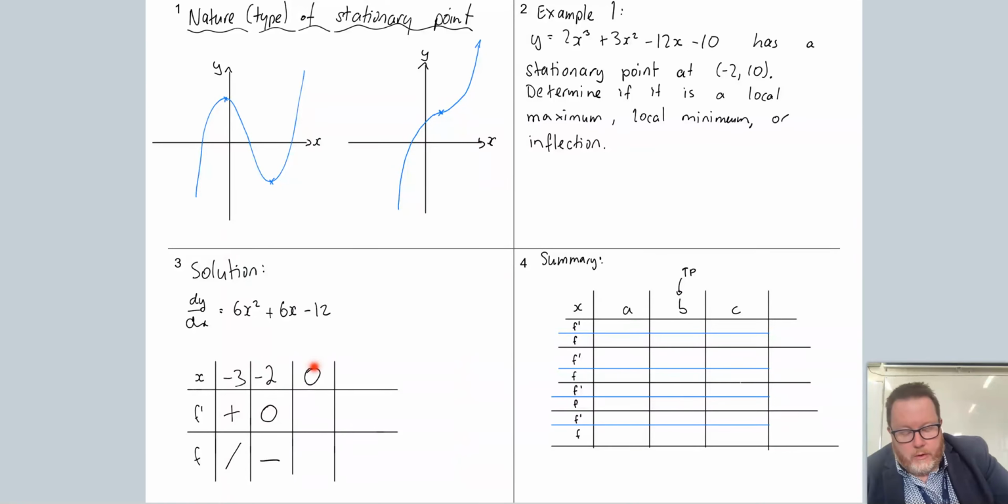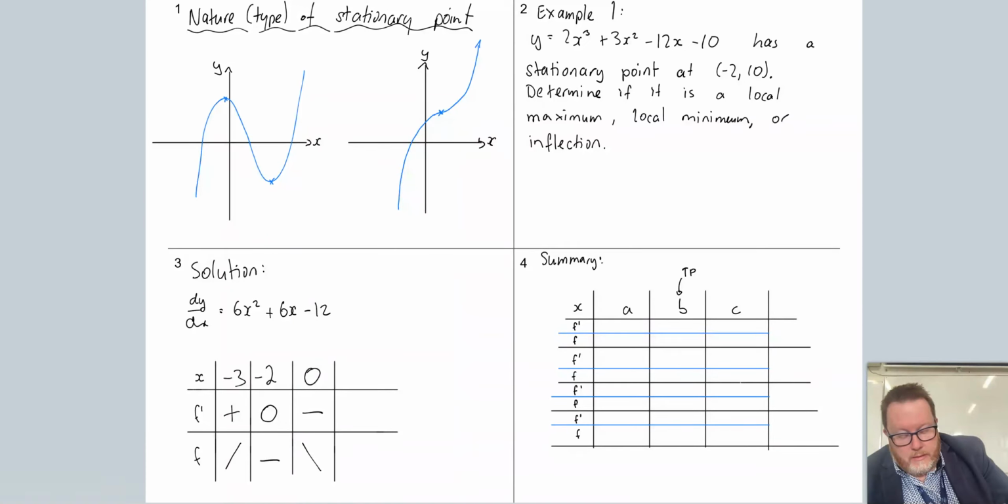Now at x equals 0, let's see what's happening here. At x equals 0, 6 times 0 squared is 0. 6 times 0 is 0, so they're gone, and I'm left with -12. So that means that the gradient at x equals 0 is negative. And what does that mean? A negative gradient means the graph is going left to right downwards. So I can use a little bar like that to show that it's going downwards.